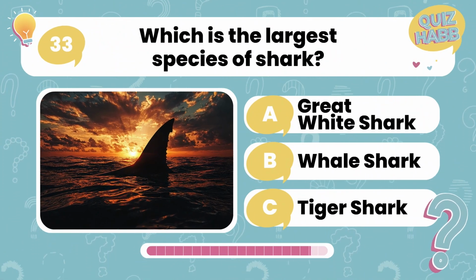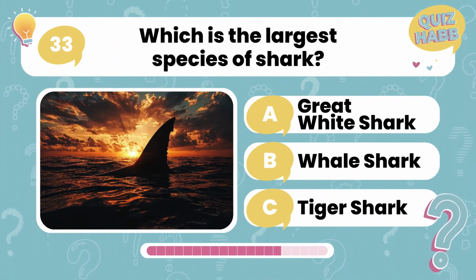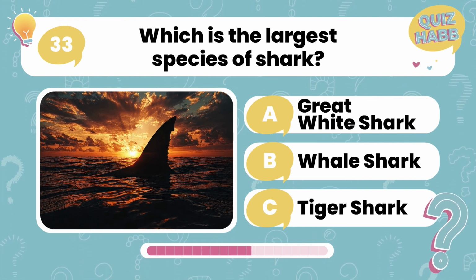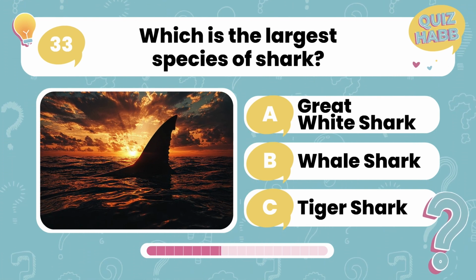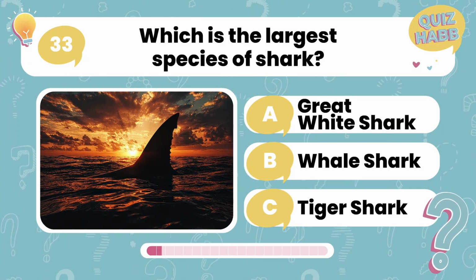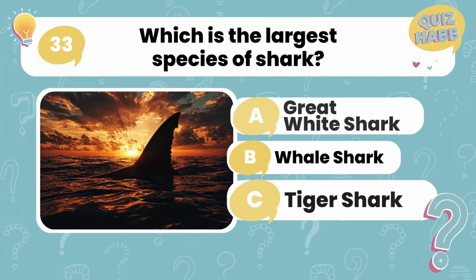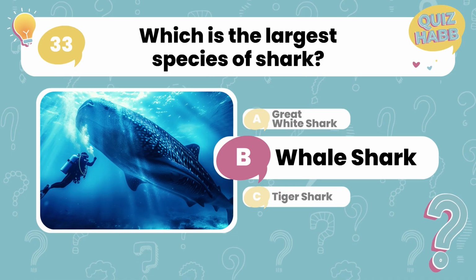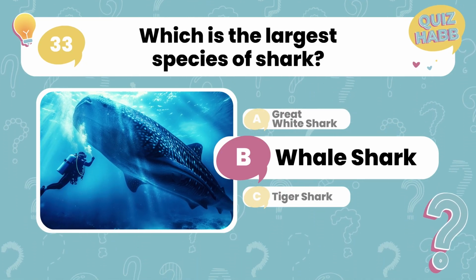Which is the largest species of shark? A. Great white shark, B. Whale shark, C. Tiger shark. Correct answer, whale shark. The largest fish growing up to 40 feet long.